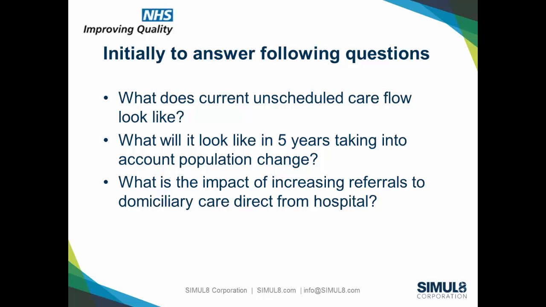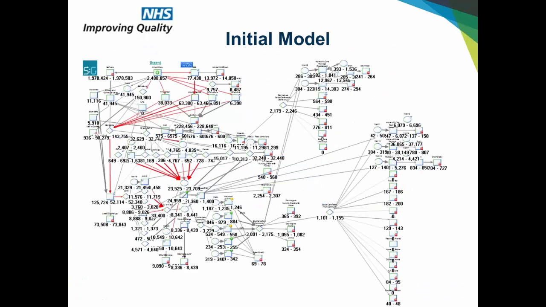And if they increased referrals to domiciliary care direct from hospital instead of going directly to a community hospital, which is the current practice, what impact would that have both on the hospital, on the social care services providing, and on the community hospitals who are no longer providing so much of that service?